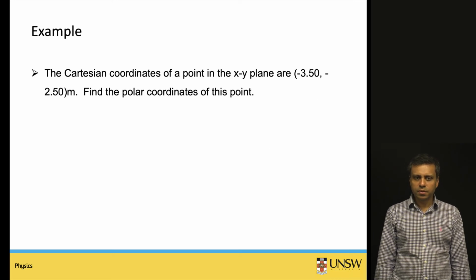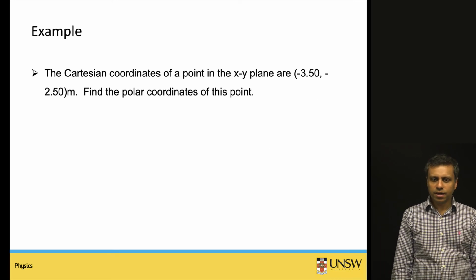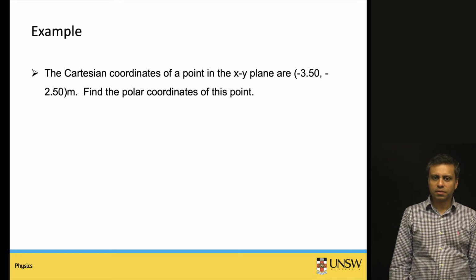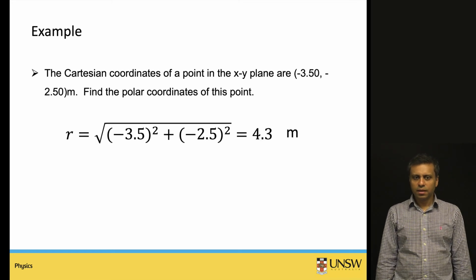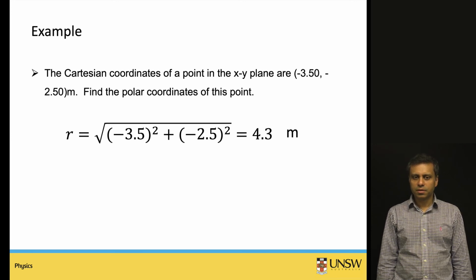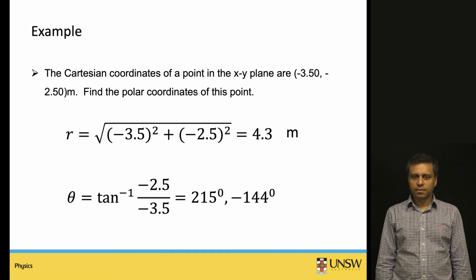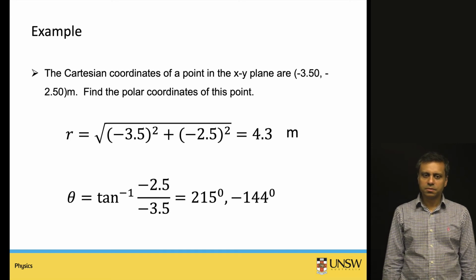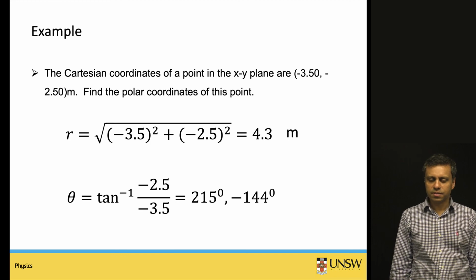And here is an example. You are given a Cartesian coordinate. You have to find the polar coordinates, and we use Pythagoras theorem to evaluate the r, the hypotenuse of this right triangle. And then for theta, we use tan inverse y over x as we have seen in the last slide.